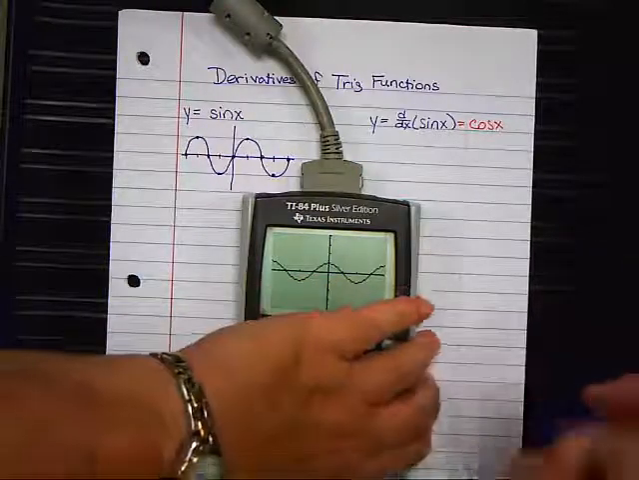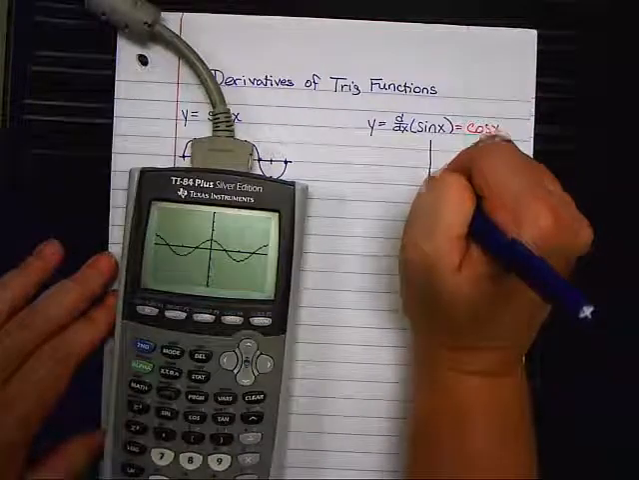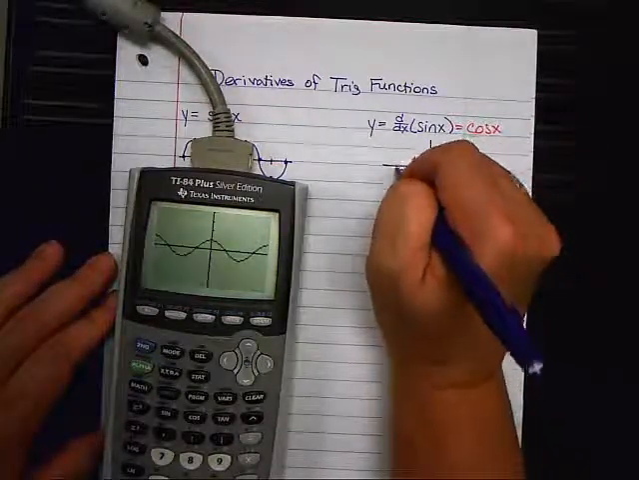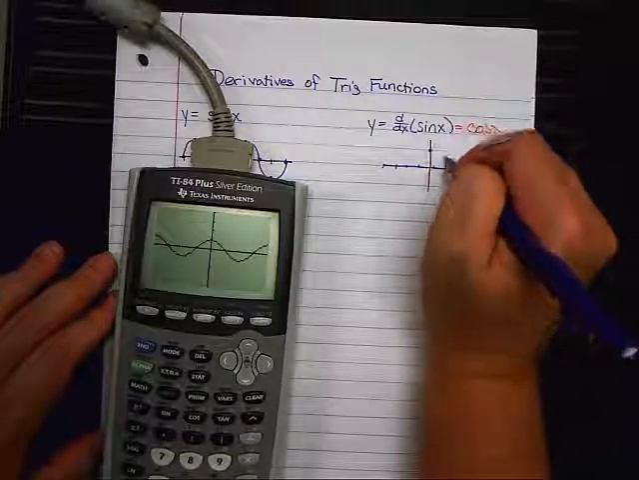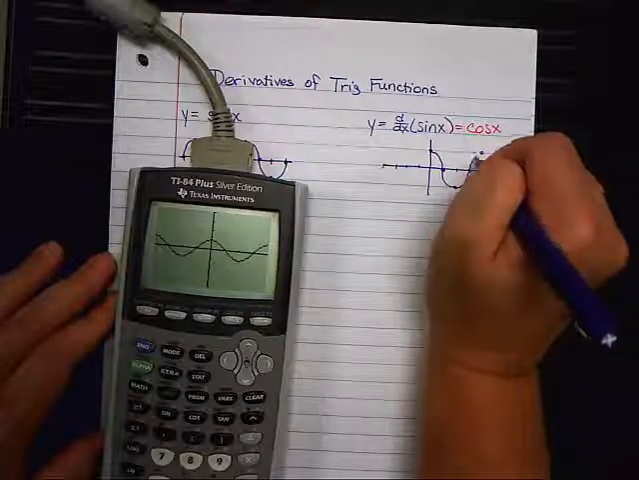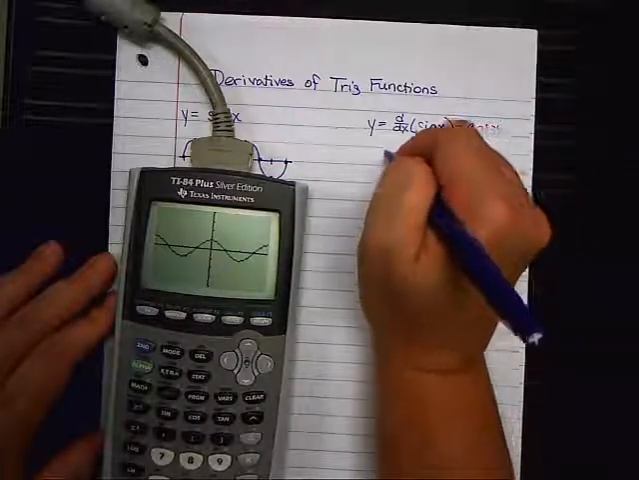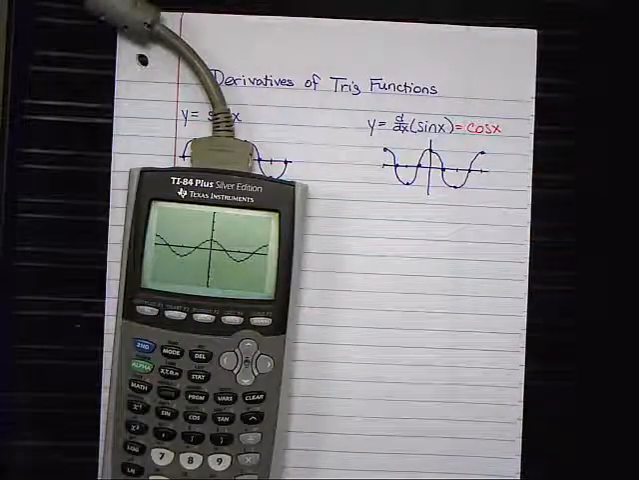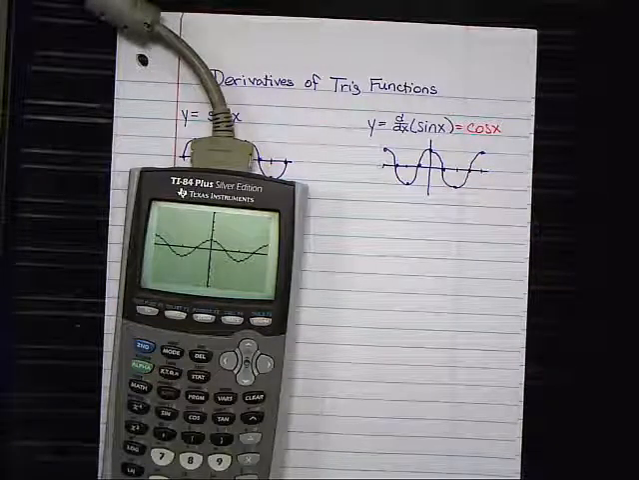That's kind of nice. So let's sketch that right here. Cosine starts high. High, mid, low, mid, high. Hungry Martians love McDonald's hamburgers. That's the high, mid, low, mid, high. Hungry Martians love McDonald's hamburgers.